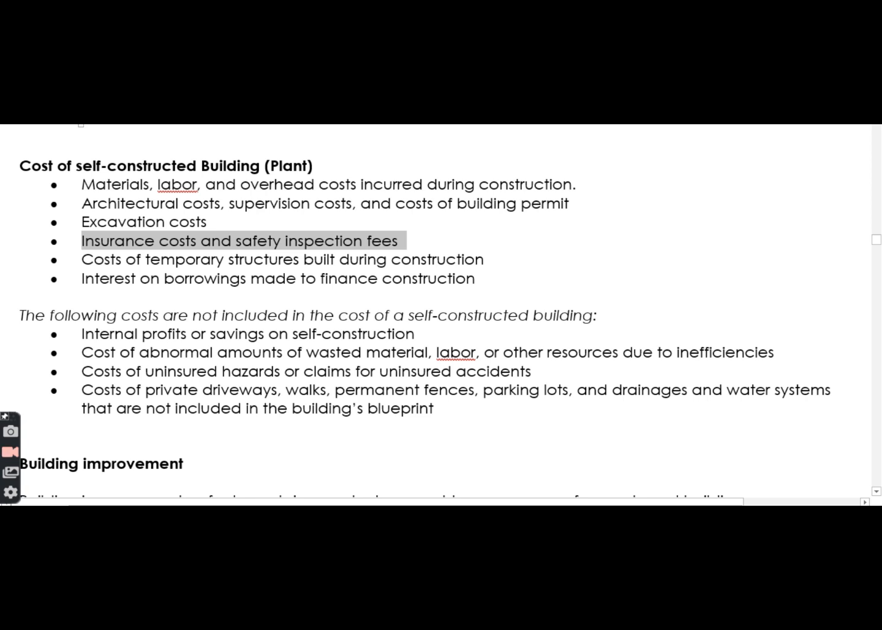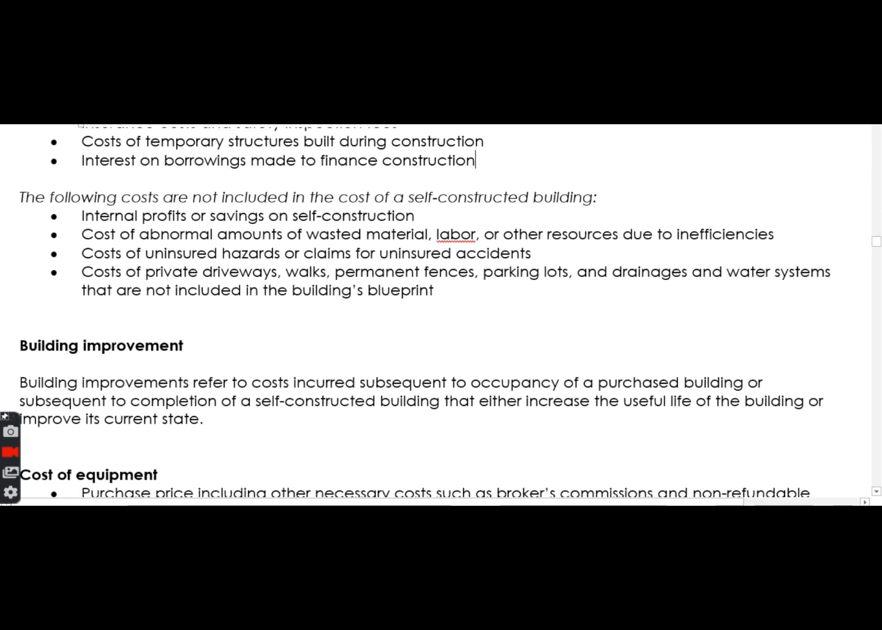Insurance cost, okay, and safety inspection, cost of temporary structures built during the construction, and interest on borrowings made to finance the construction. Ito yung borrowing cost na covered ng IAS 23. Okay? Kasi malamang considered yan as capitalizable cost for as long as the constructed asset is a qualifying asset. Pero later na yung discussion na in detail. Okay? Tapos to emphasize, itong mga to, these are not included as the cost.